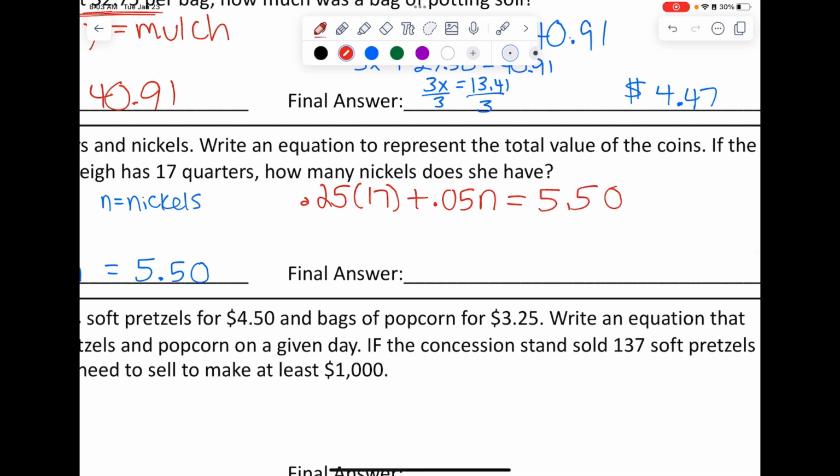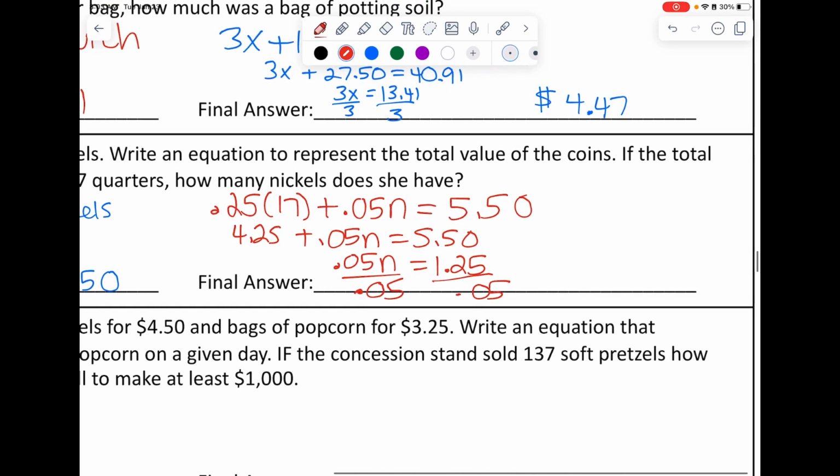And then if Kaylee has 17 quarters, we're going to plug in 17 for Q. We're going to multiply that 0.25 times 17 to get 4.25. Subtract that from 5.50 to get 0.05 N is equal to 1.25. Divide by the 0.05. And we get that there are 25 nickels.